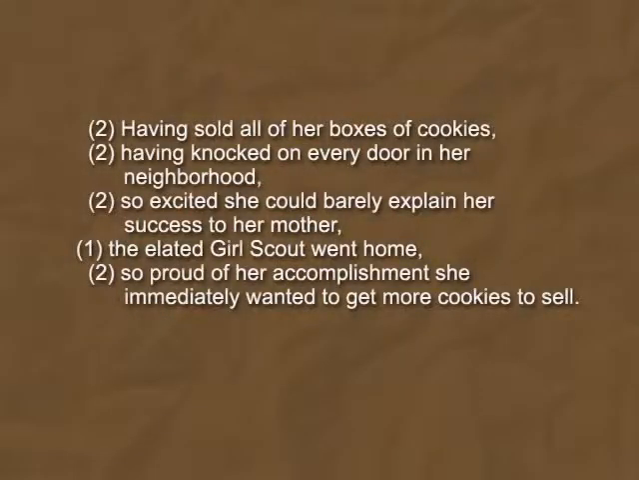Or there are all sorts of variations that would be in between these extremes, such as having sold all of her boxes of cookies, having knocked on every door in her neighborhood, so excited she could barely explain her success to her mother, the elated Girl Scout went home. So proud of her accomplishment, she immediately wanted to get more cookies to sell. No matter how much we rearrange the syntagmatic order of this sentence's steps, the paradigmatic order remains the same. It's a 2-level sentence with 4 second-level modifying phrases.